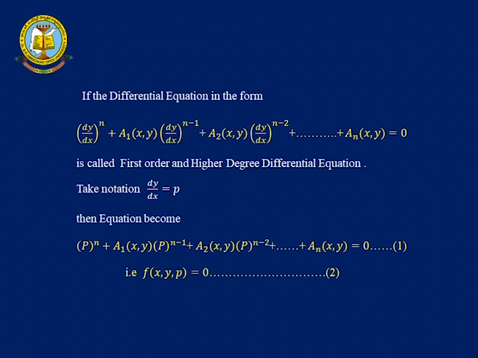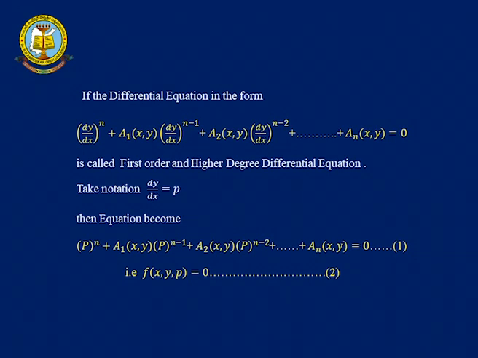Let us see this equation. There is dy/dx, dy/dx and dy/dx, so there is only first order. But let us look at the powers: n, n minus 1, n minus 2. We take the highest power. So here, among n, n minus 1, n minus 2, the highest power is n. So we can say this is a first order and higher degree differential equation.